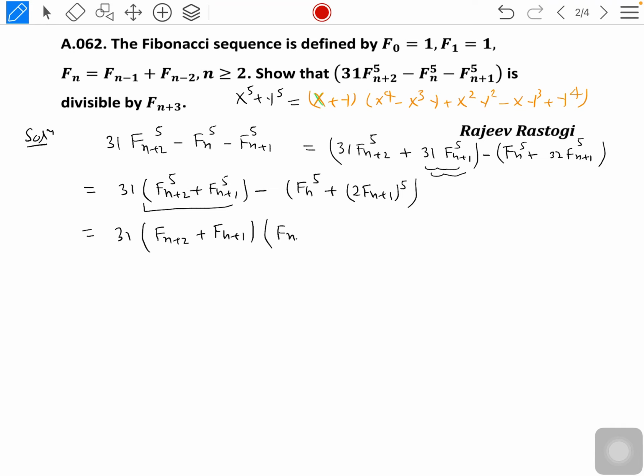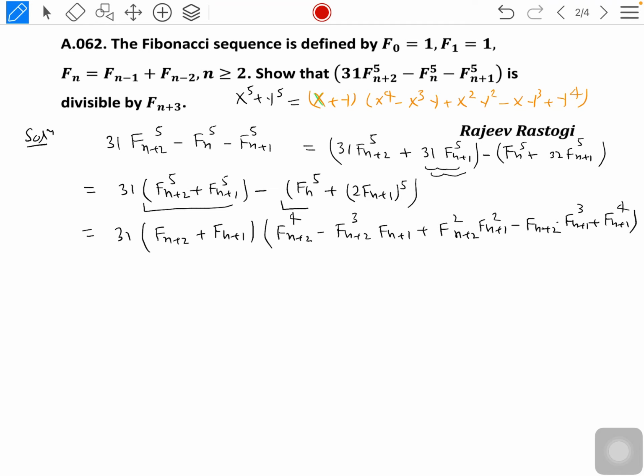And what about the second factor? f(n+2)^4 minus f(n+2) whole cube into f(n+1), plus f(n+2) whole square into f(n+1) whole square, minus f(n+2) into f(n+1) whole cube, plus the last term f(n+1)^4.